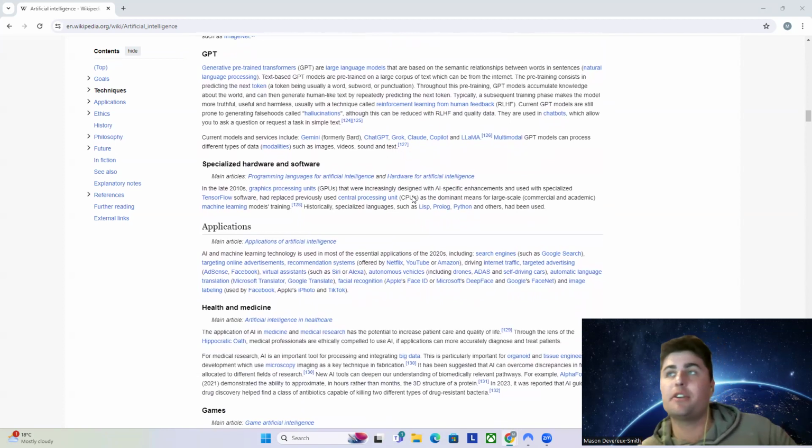And then we've got GPT. So we've got generative pre-trained transformers. So ChatGPT, there we go. So we understand what that means. So if you're going to take anything away from this video, at least you know exactly what that means. It means generative pre-trained transformers, and they're large language models that are based on semantic relationships between words and sentences, natural language processing.